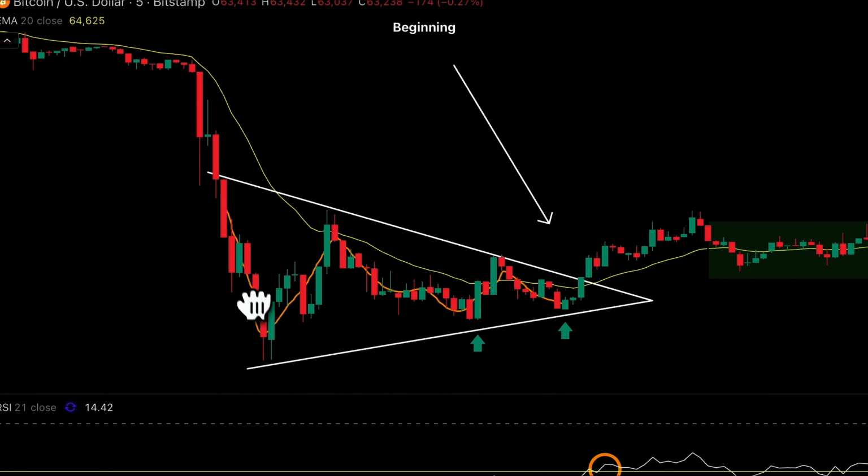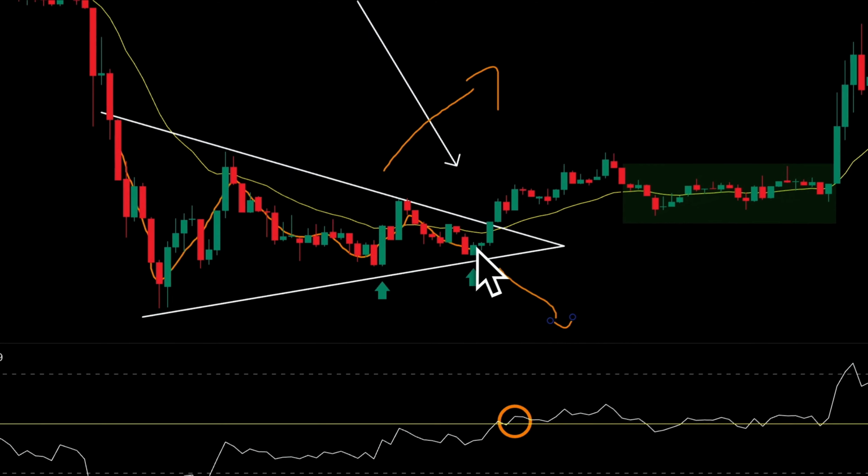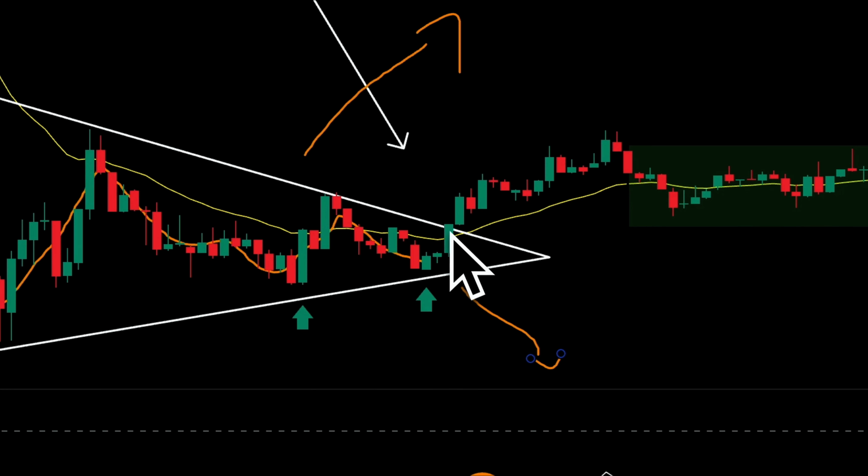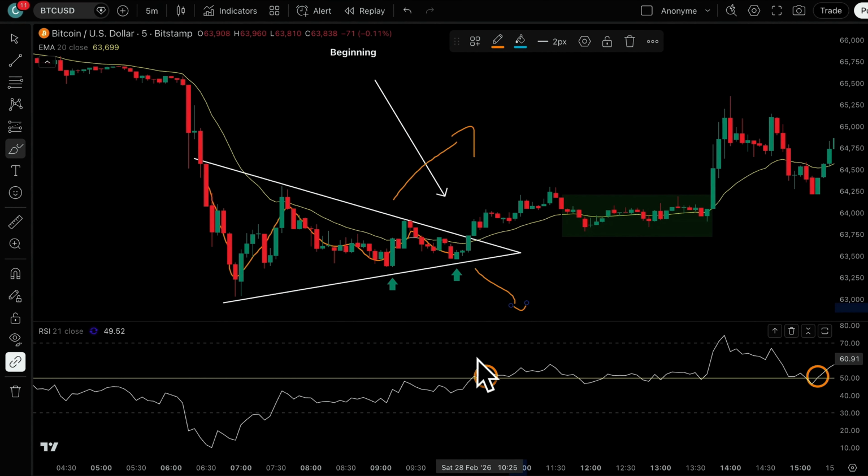Here, we can see that the market lows are getting higher and higher. That's a rather bullish signal. When the market forms a low, the next one is higher than the previous low. Next, you can see that this yellow 20-period moving average is broken to the upside by this candle. Second, rather bullish signal. And the third signal comes in here when the 50% zone of the RSI is finally broken to the upside.